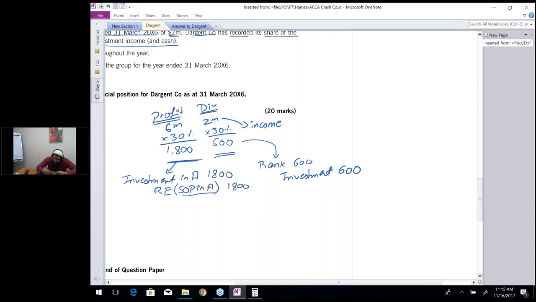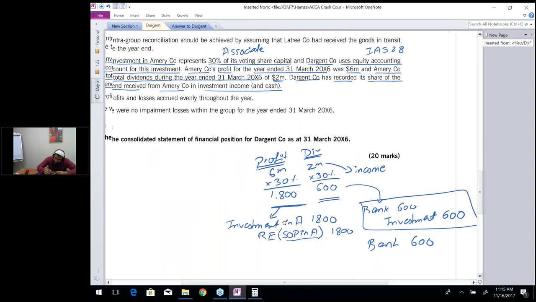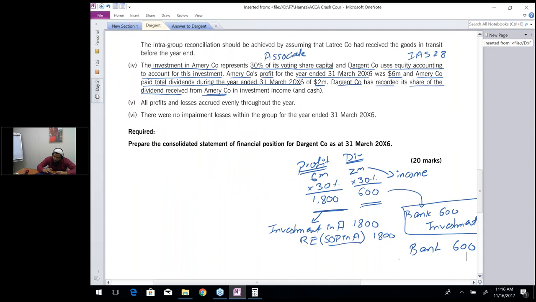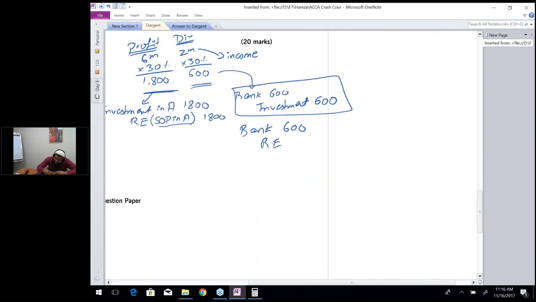Now if we see what has happened, the question has recorded an incorrect entry for this. The question has actually recorded this as an income. The question said that the dividend received from Amray is recorded in investment income and cash. So the entry recorded is actually bank debit and retained earnings credit by 600. Now this was the correct entry and this is the incorrect entry. So now we need to record the correcting entry.